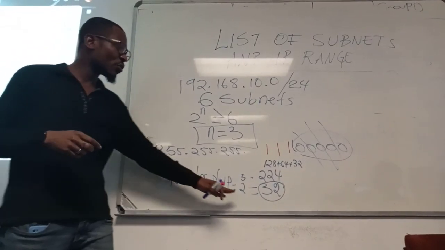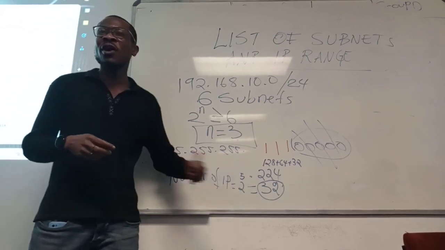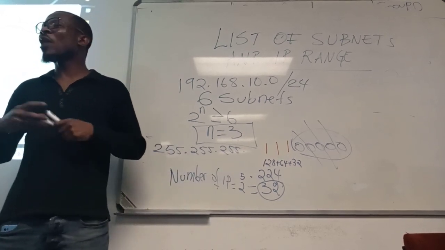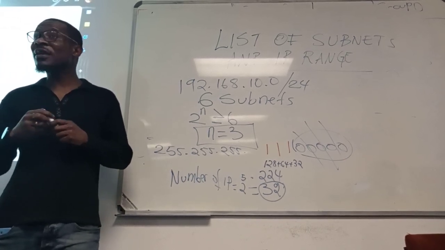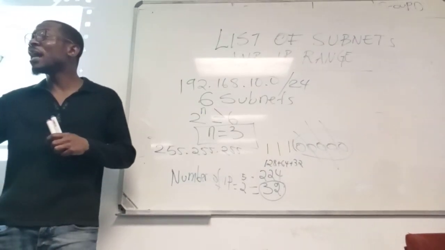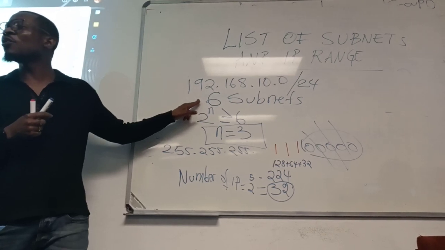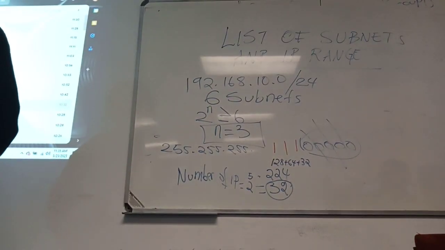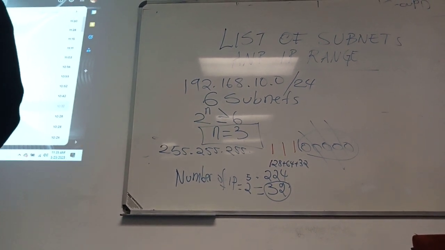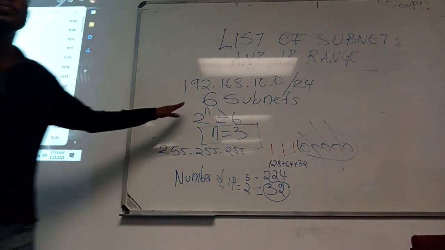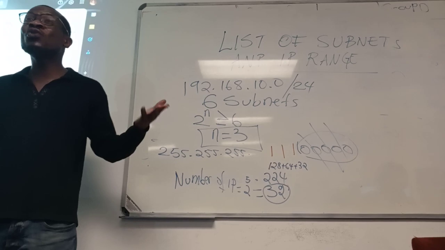Now, because we know that we have 6 subnets and we know the number of IPs, let's try to list those subnets. We're gonna list them down. There are 6 networks, 6 departments. They're gonna ask you, okay, you said that we're gonna have 6 departments, and for every department it is 32 IPs. Tell me now, what are those smaller networks? You have to be able to list them down.